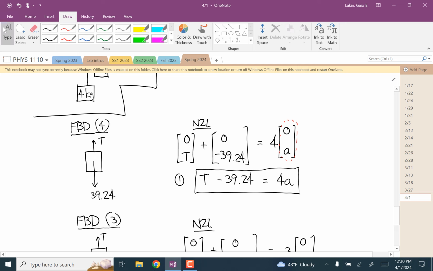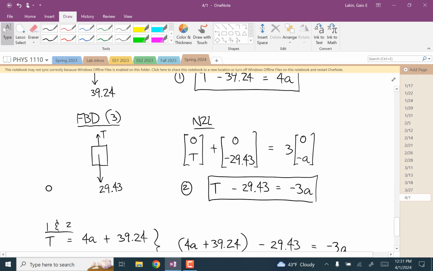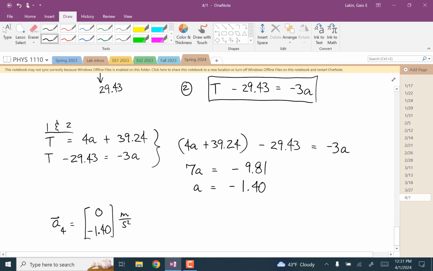Yep. If I would have chosen the 3 as my first body, and then I would have said its acceleration was 0a, I would have said the acceleration of the 4 was 0, negative a. We'd go through all the calculations and we'd get the a value positive 1.40, and the two vectors would end up saying the exact same thing. Oh, okay. Cool. Thank you.